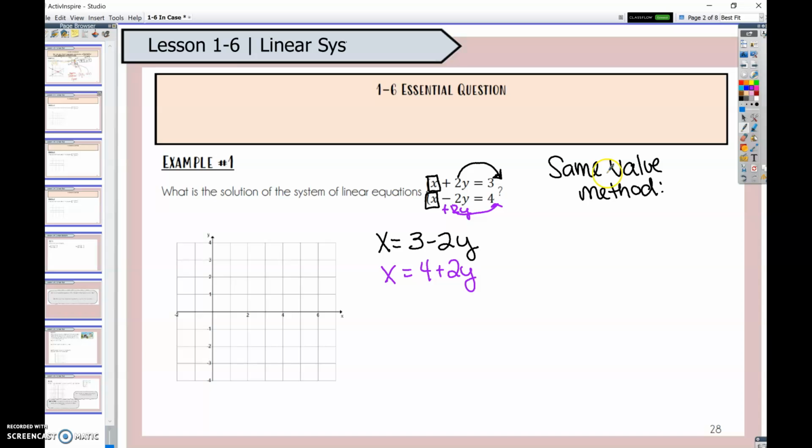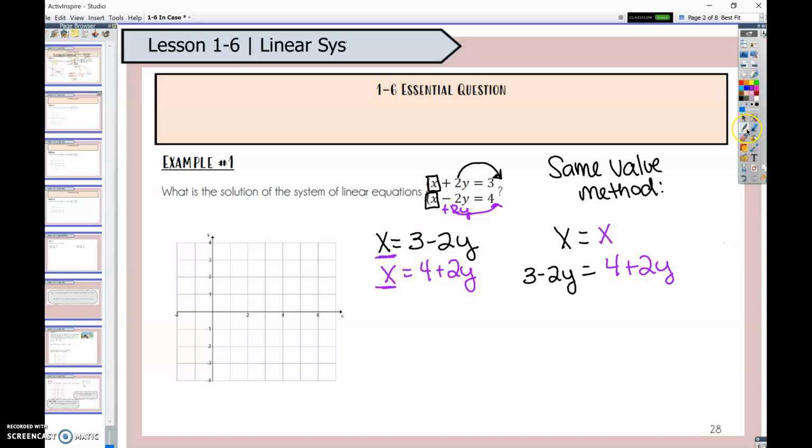With same value method, we have the same variable alone, so we could say we know x is the same as x. They're the same variable. So we're going to put those equations equal to each other. So I'd have 3 minus 2y equals 4 plus 2y. Now I want to solve this.